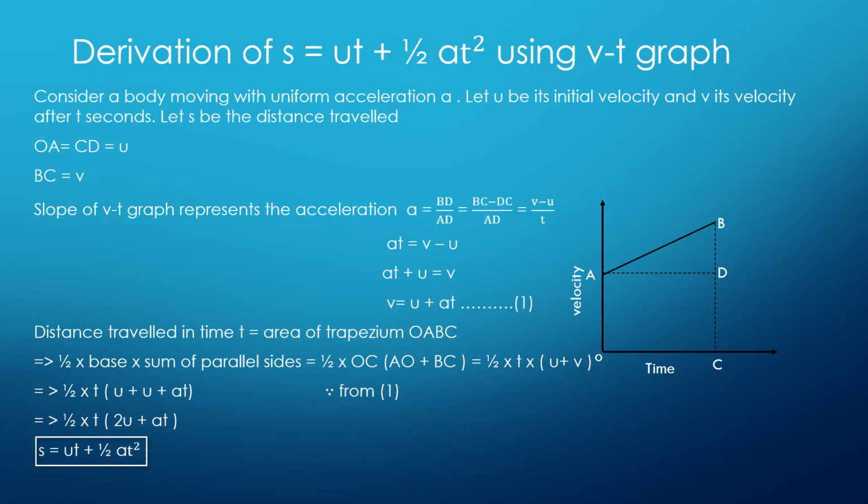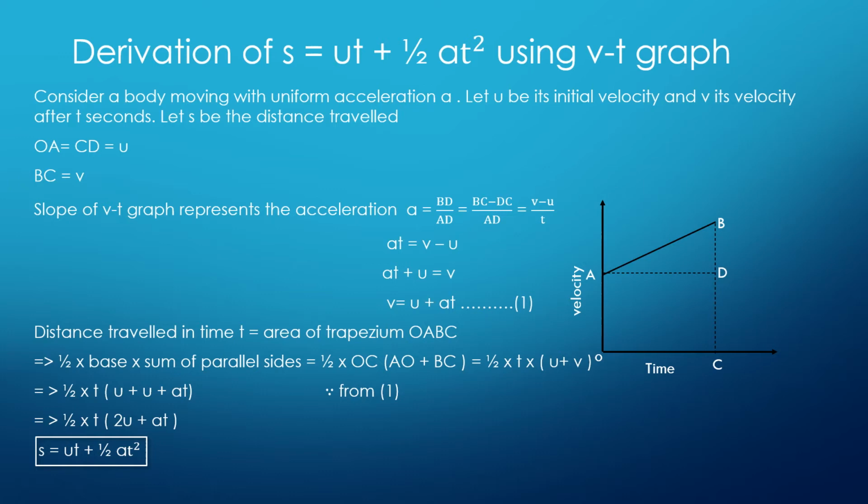Now distance travelled in time t is equal to area of trapezium OABC. The distance travelled, as we have considered it as S. Okay, what is the area of trapezium OABC in the graph? What is the area of trapezium? Half into base into sum of its parallel sides. Okay, now we'll apply this, which is equal to half into, what is the base? That is OC. In the brackets, what are the parallel sides? AO and BC. We'll sum it out.